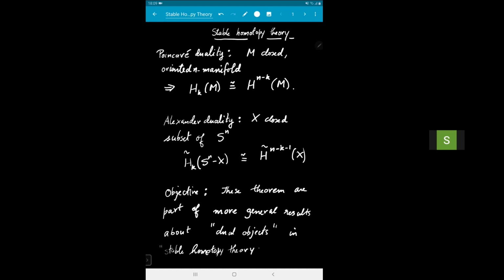Today I will talk about stable homotopy theory, and in my lectures next week I will come back and talk about what I mean by dual objects and what theorem I am talking about. One of them is going to correspond to something called Spanier-Whitehead duality, and the other to Atiyah duality. Okay, so today I want to talk about stable homotopy theory, and let me get to the point.